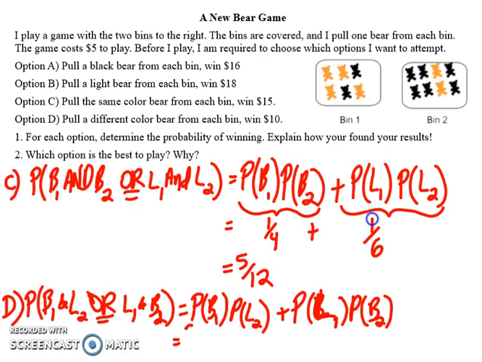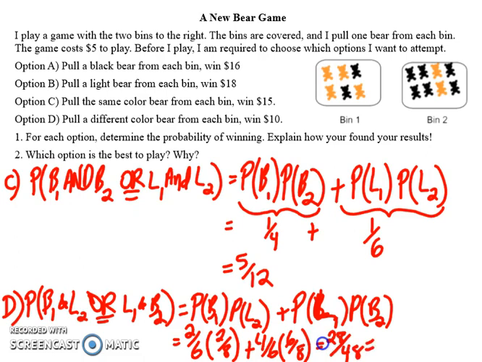So that would be 2/6 times 2/8 plus 4/6 times 6/8. And this gives me 28/48, and that simplifies down to 7/12.